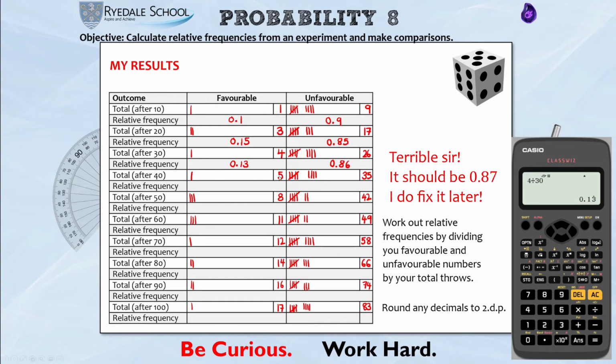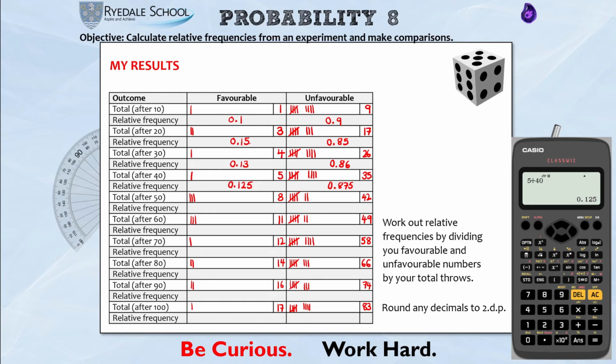40 throws, I'm now doing 5 divided by 40. Again, I think that one's a nice number, 5 divided by 40. I think it's 0.125 because it's an eighth. It's 0.125 and 0.875. 35 divided by 40.